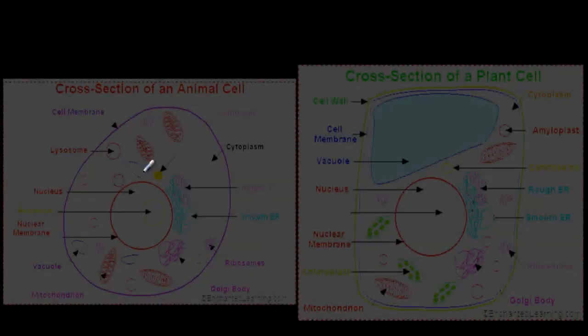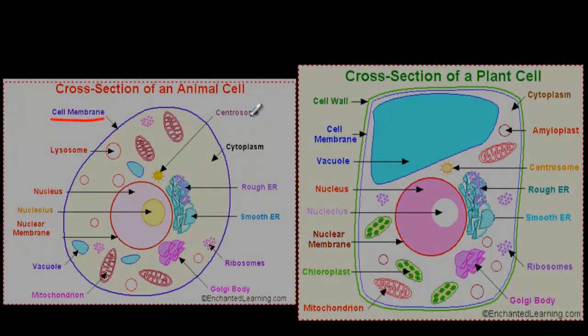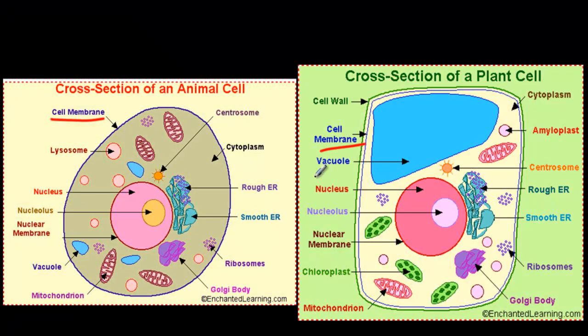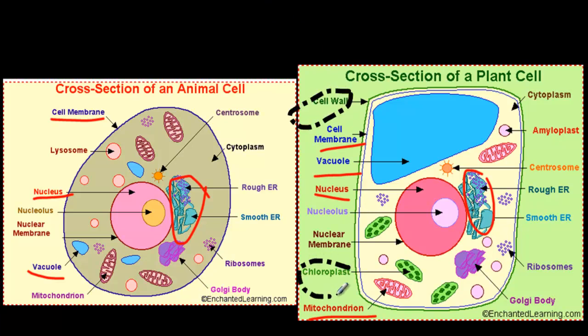Now we're going to take a quick look at both cells together, and again, we can see pretty much the same sort of organelles: nucleus, vacuoles, mitochondria, endoplasmic reticulum, everything like that. But the few key differences are the cell wall here and the chloroplast.